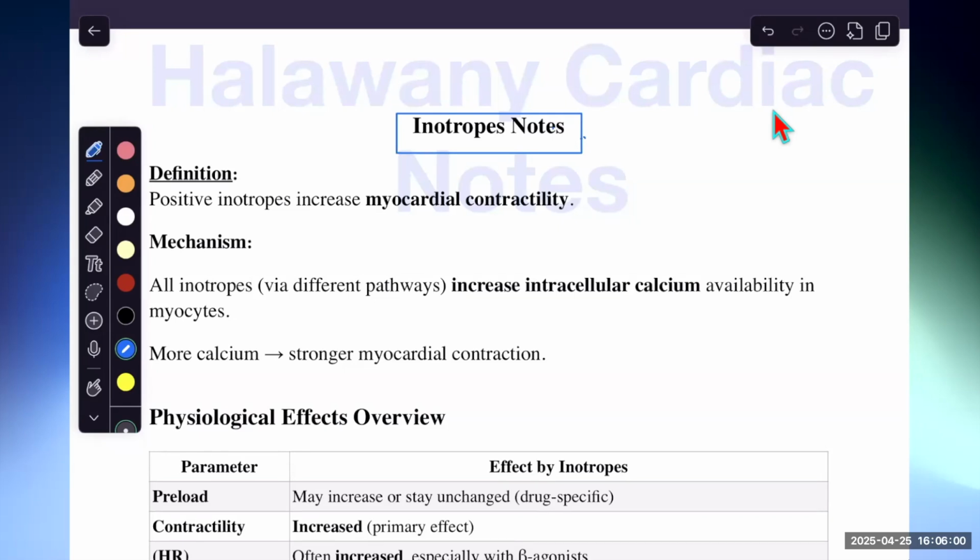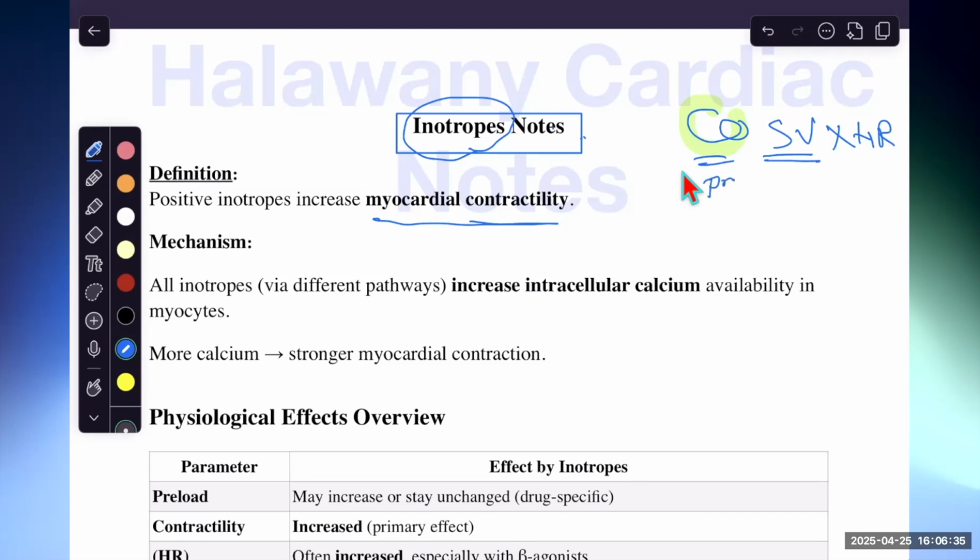First, I wanted to tell you something. When I say inotrope, it means I am acting on myocardial contractility. Okay, so this is not the only parameter I am working on for the cardiac output. Cardiac output is stroke volume multiplied by heart rate. And the stroke volume is a combination or a result of the preload and the contractility.